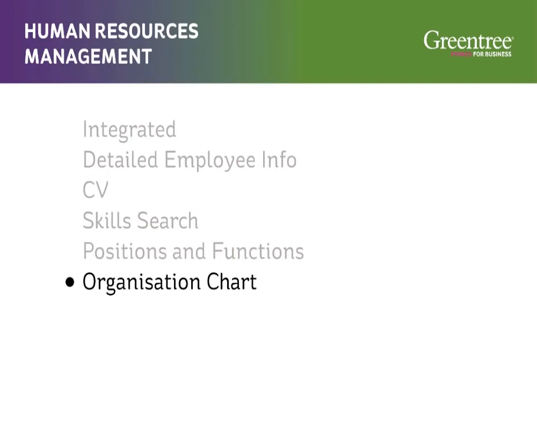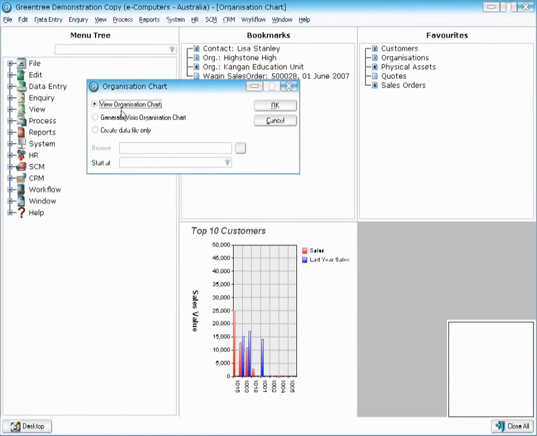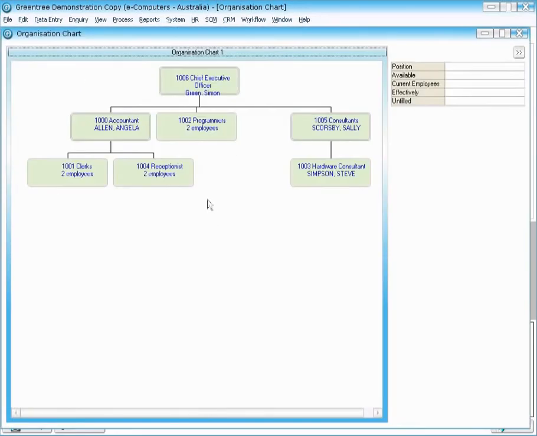So with all that set up with positions and functions, of course now Greentree, if you like, can produce an organisation chart for you. It can be viewed in Greentree itself. It can generate a Visio organisation chart if you're using Microsoft Visio, or it can even create a data file for you if you want to as well. If we just quickly view that in Greentree, and there we go. So here we can see at the top Chief Executive Officer, reporting to him the accountants, some programmers and some consultants, and so on through the organisation chart.